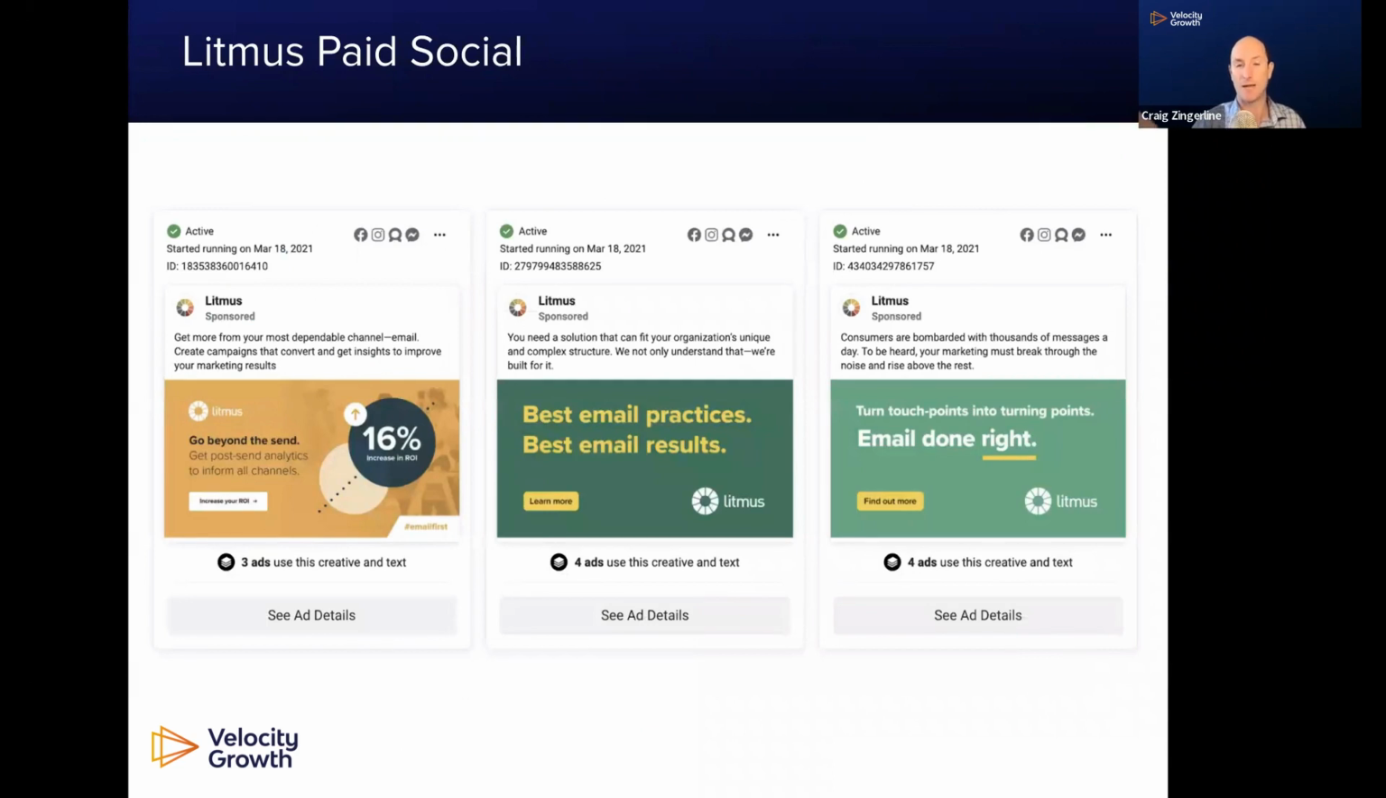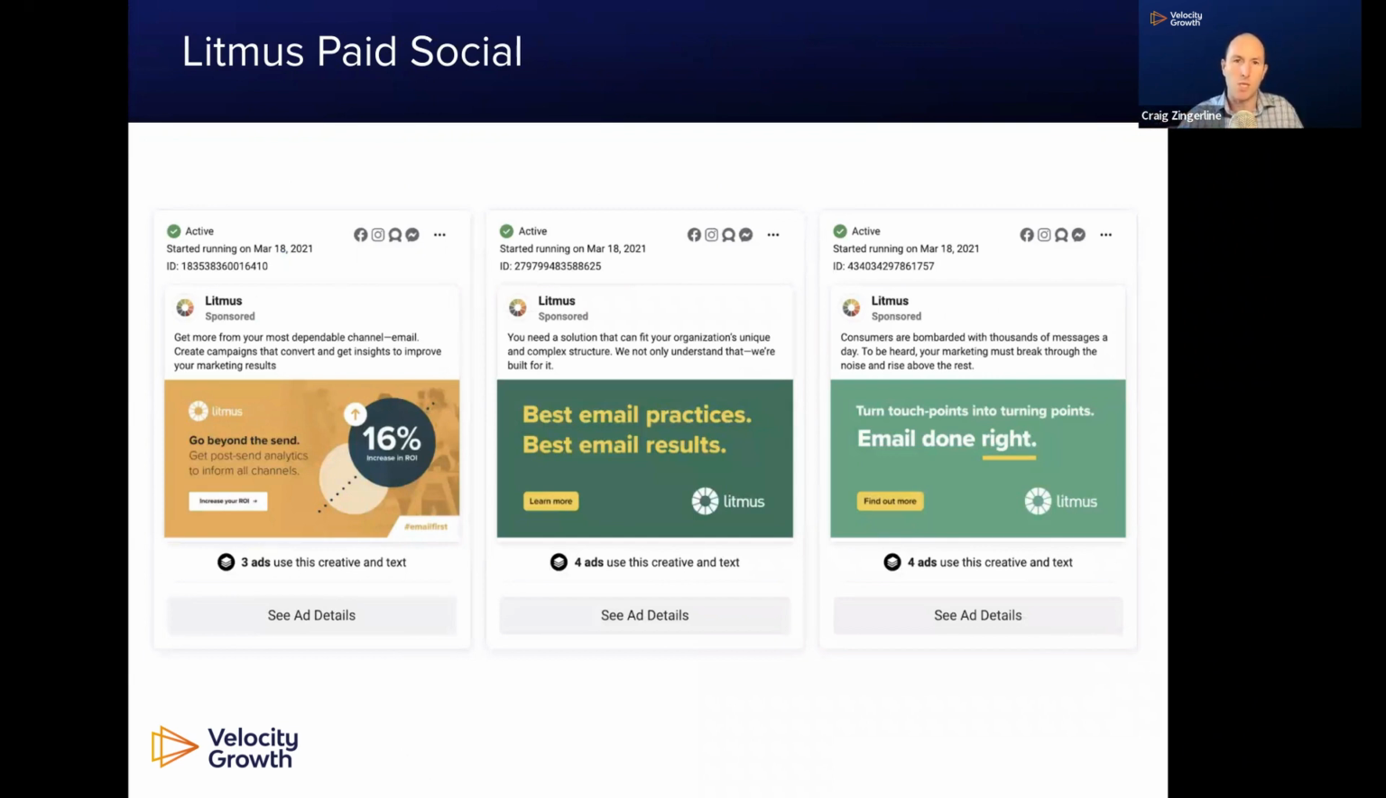Then I can go to Facebook ads library here. And turns out they also run ads on Facebook. How are they positioning this? Go beyond the send. Get post-send analytics to inform all channels. Middle one here, best email practices, best email results. Okay. And then the last one on the right, turn touch points into turning points, email done right. I mean, that is awesome.